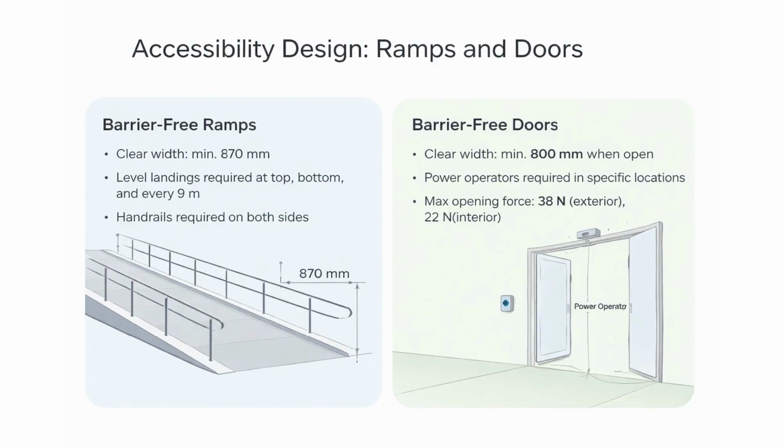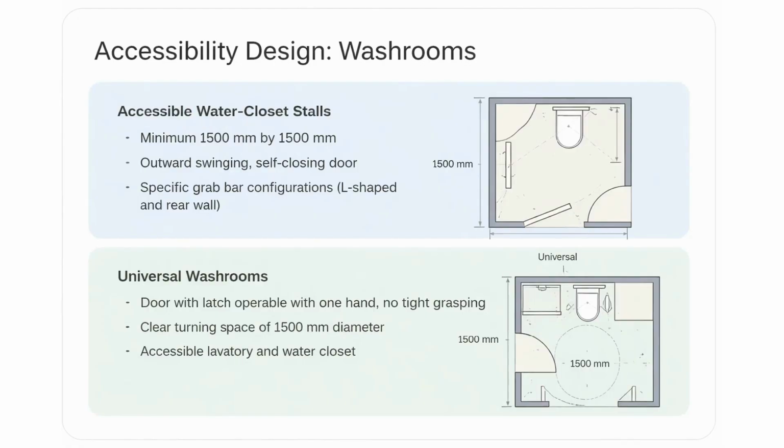Finally, accessible washrooms require precise layouts. An accessible stall must be at least 1,500 by 1,500 millimeters to allow wheelchair maneuverability, featuring an outward swinging door and specifically placed L-shaped grab bars. Universal washrooms must also provide a 1,500 millimeter turning circle and feature hardware that can be operated with a closed fist, requiring no tight grasping or twisting of the wrist, which sets up the framework for the specialized facility requirements we will cover next.